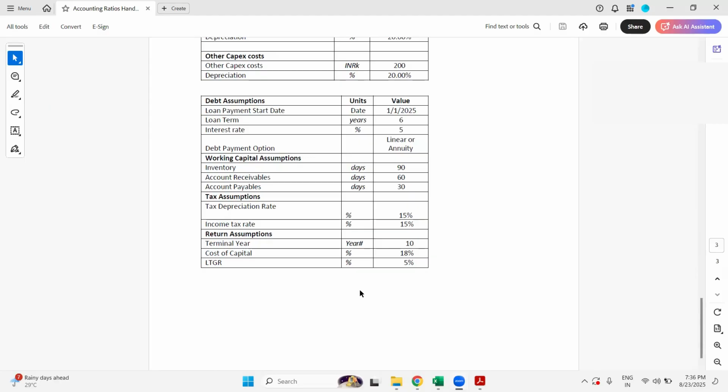Then guys, we have return assumptions, because obviously we are supposed to calculate IRR and all. So we have a terminal year, which we have assumed to be year number 10. Then cost of capital as 18%, and then LTGR, which is the long-term growth rate, as 5%, right? So we will also cover these things in detail. We will calculate free cash flows to firm, free cash flows to equity, equity IRR, project IRR, cash waterfall, everything, guys, everything I will teach you in this particular case study.